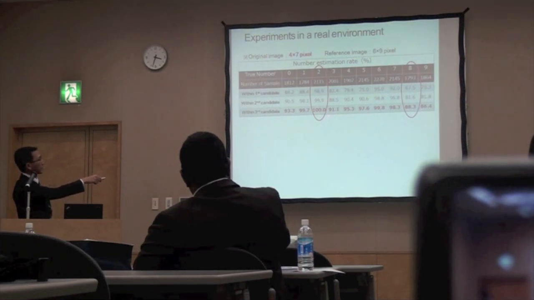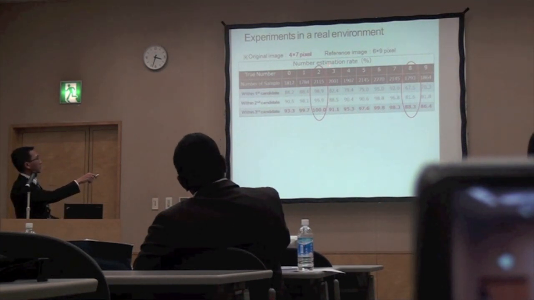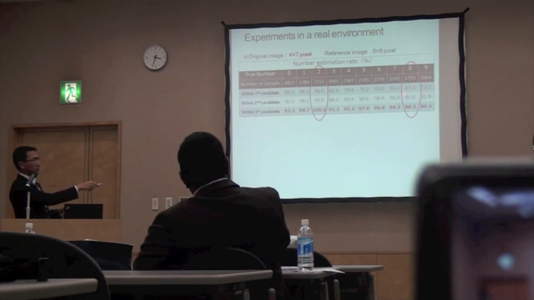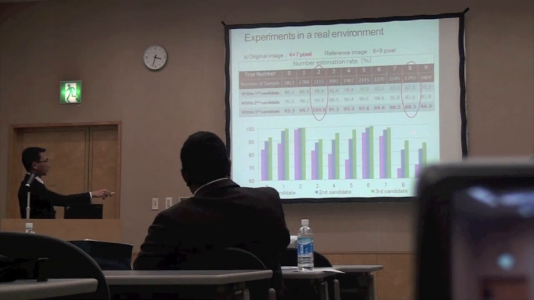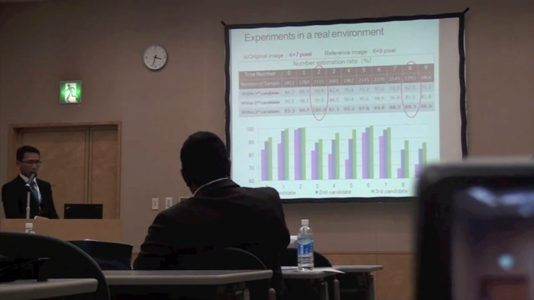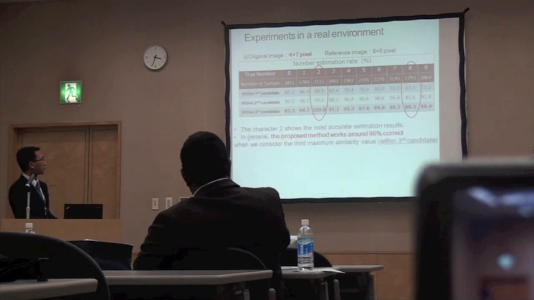As you can see on the table, the characters do give the highest accuracy of estimation, but unfortunately character A is slightly difficult to understand, because within the first candidate it just reaches 67.5%, but we can increase it up to 88% by the third candidate. As you can also see on the graph here, character A is very low in the matching result. So we may conclude that this character shows a not accurate estimation result.